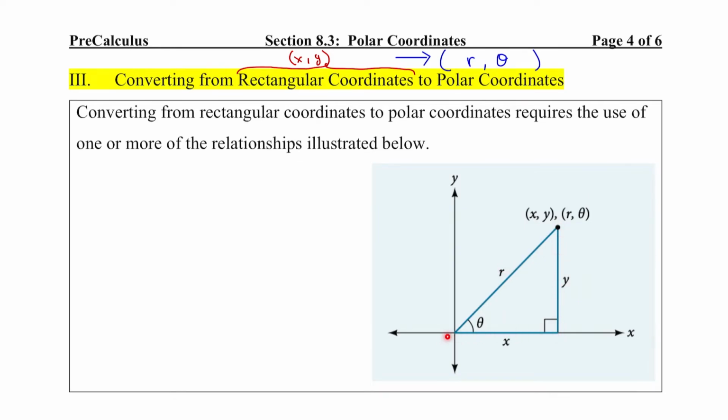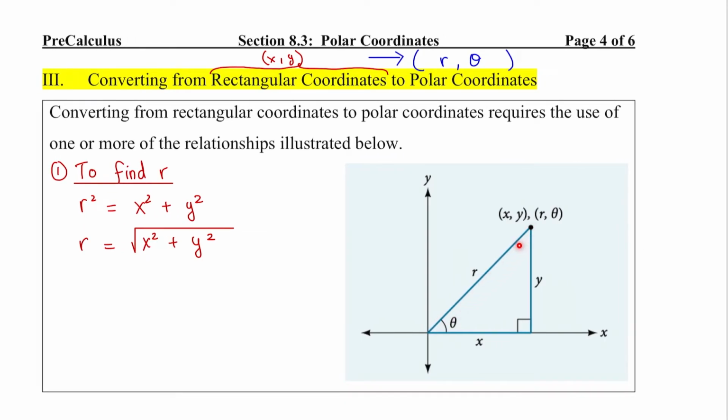So this is the right triangle. R is the hypotenuse. I am going to use the Pythagorean theorem to find r. R squared equals x squared plus y squared. So to find r, I'll just take the square root on both sides. R equals square root of x squared plus y squared. It was supposed to be plus or minus here, but again, r is the distance, so I only use the positive answer.